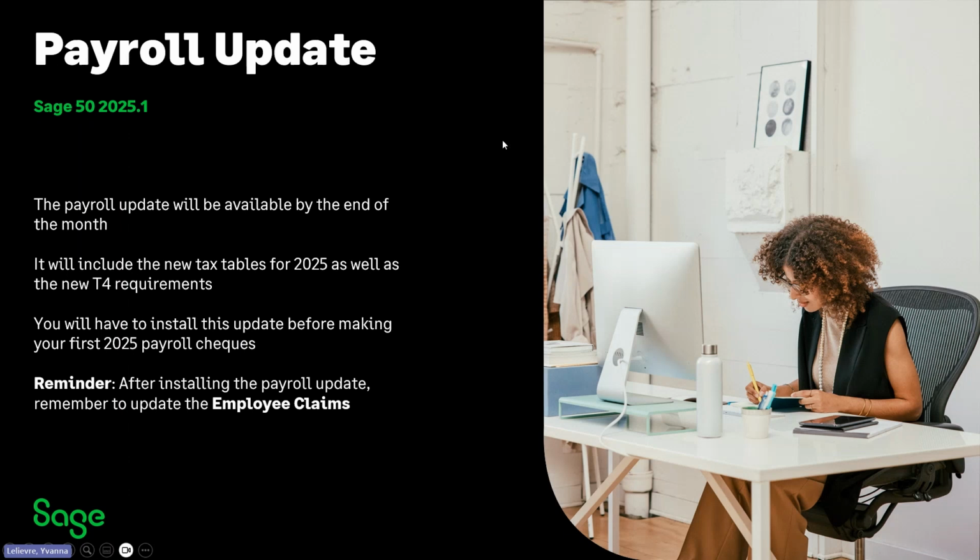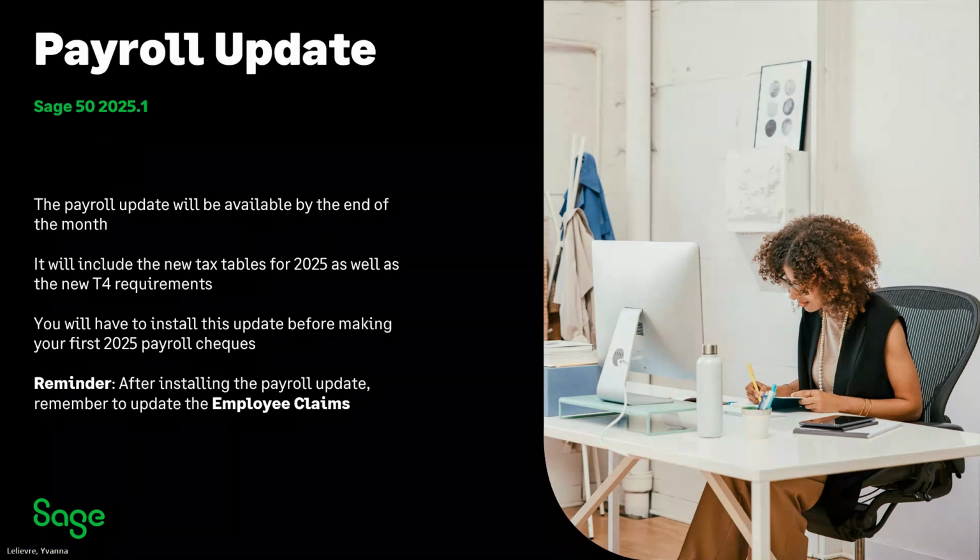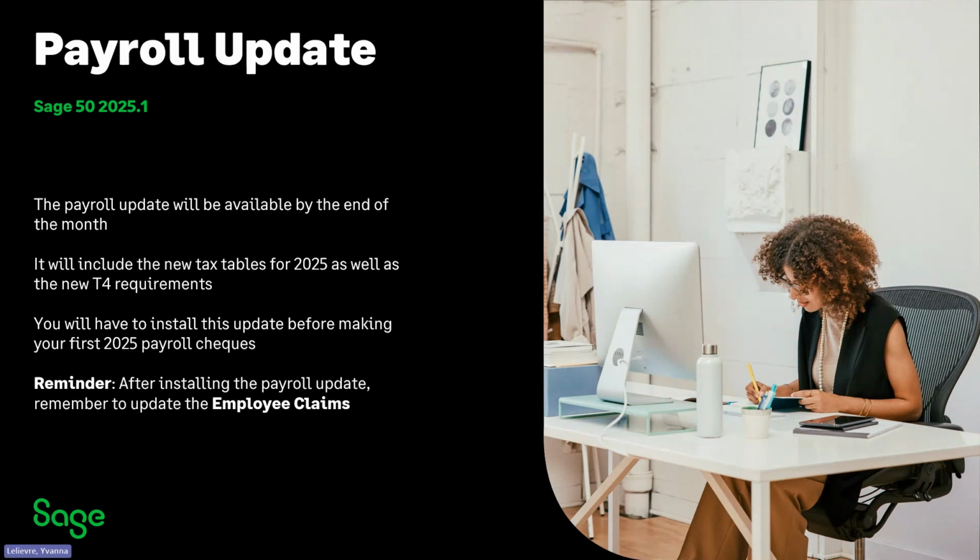Okay, I'm going to talk a bit about the 2025-1 payroll update. So this update is going to be available by the end of the month. In it, you will have the new 2025 tax tables, as well as the new T4 requirements. So the CRA released new boxes for 2025, and those new boxes, those new codes will be available with the 2025-1 update. What this means is that you will have to install the updates before making your 2025 payroll checks.